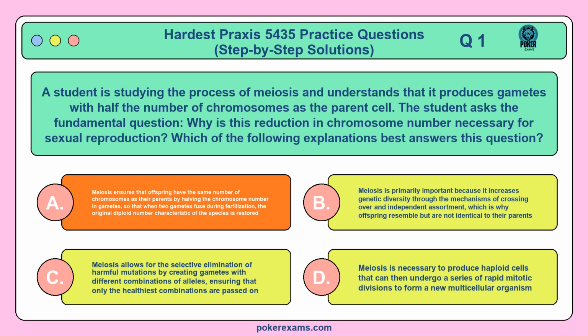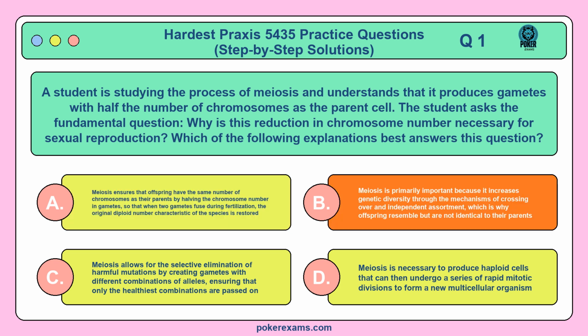Option A. Meiosis ensures that offspring have the same number of chromosomes as their parents by halving the chromosome number in gametes, so that when two gametes fuse during fertilization, the original diploid number characteristic of the species is restored. B. Meiosis is primarily important because it increases genetic diversity through the mechanisms of crossing over and independent assortment, which is why offspring resemble, but are not identical to their parents.